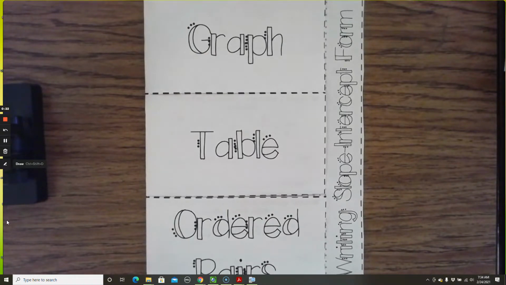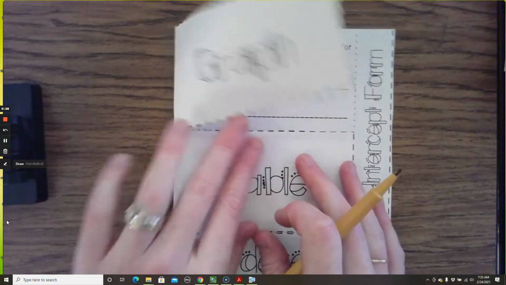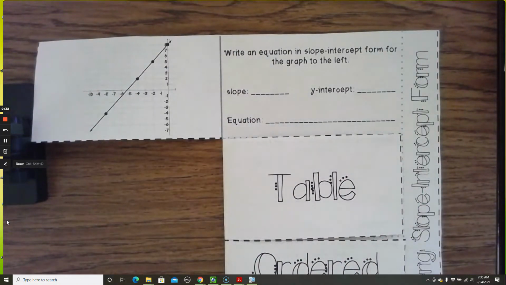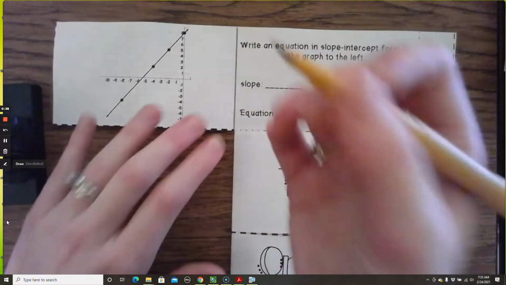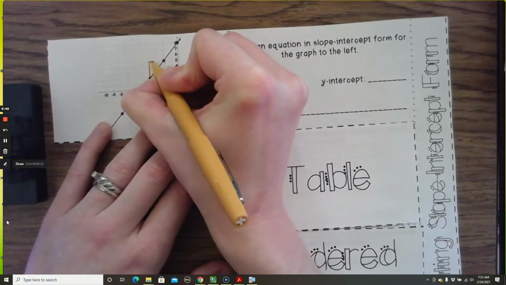So once again, this video is for the writing slope intercept form foldable. First, we're going to write the linear equation of a line from a graph. So when we write an equation in slope intercept form for a graph, we've got to find the slope and the y-intercept. To find the slope, we can pick 2 points and do rise over run.